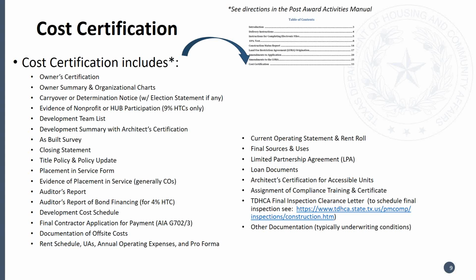The as-built survey goes along those lines, so it just gives us an overview of what the site looks like. It has to be prepared by a professional land surveyor. It identifies the acreage.